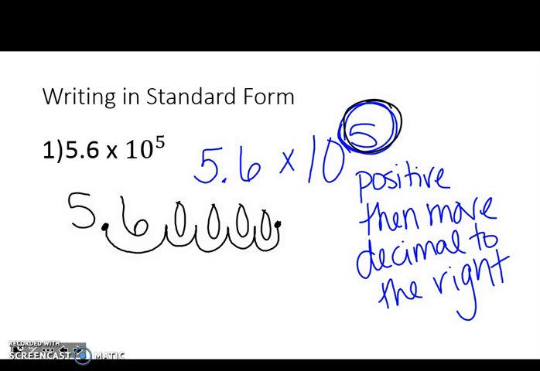And then the only other thing we need to do is rewrite that number without the loop-de-loops. So that number is going to be 560,000 when we're done. You can put the decimal back here at the end, but remember, any whole number always has a decimal at the end.